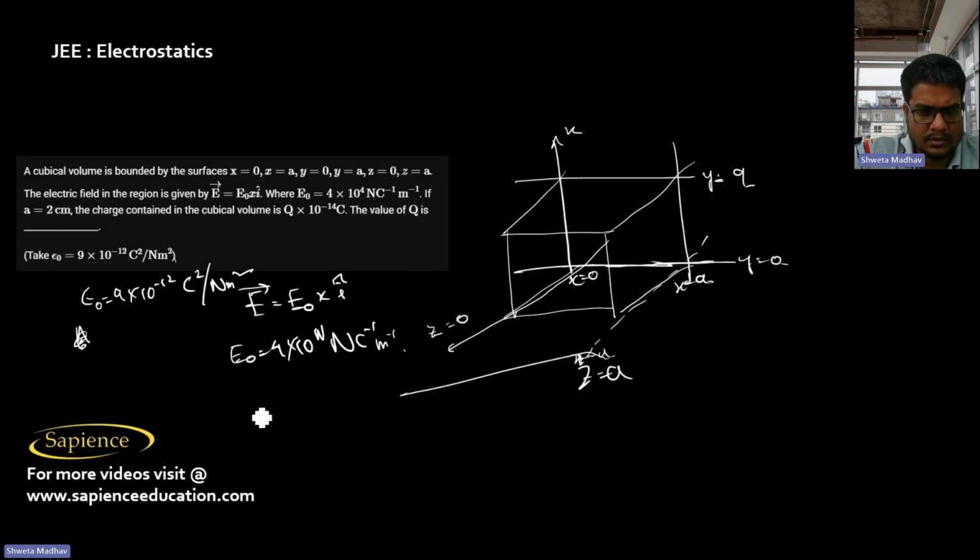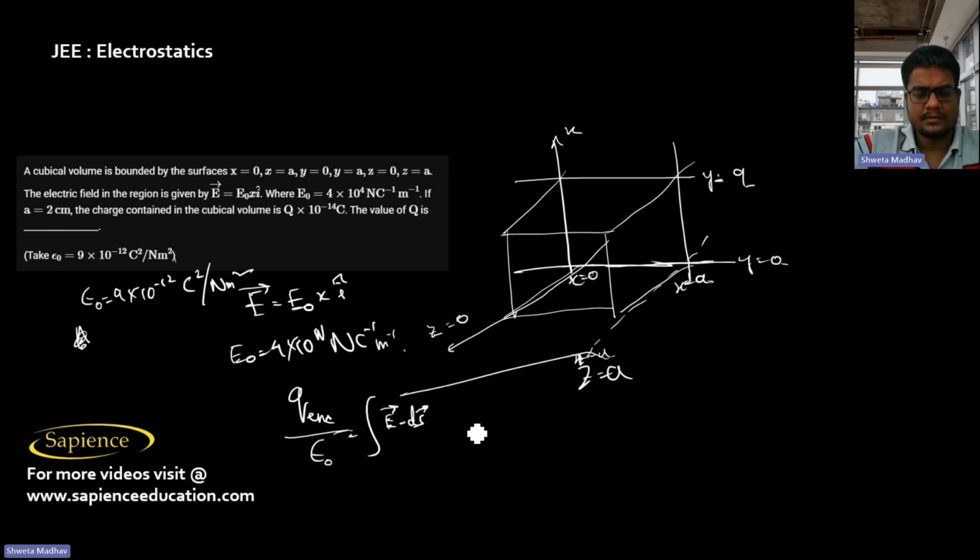Now we can say that the net charge enclosed divided by epsilon naught is equal to the closed integral E dot dS. It means that it is equal to the net flux through the cube, that is equal to the charge enclosed within the cube by epsilon naught. Now closed integral E dot dA, that we have to find, which is E dot A.